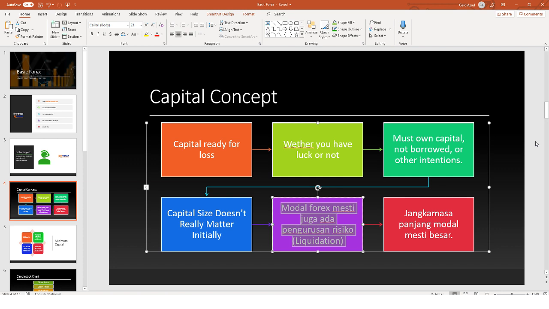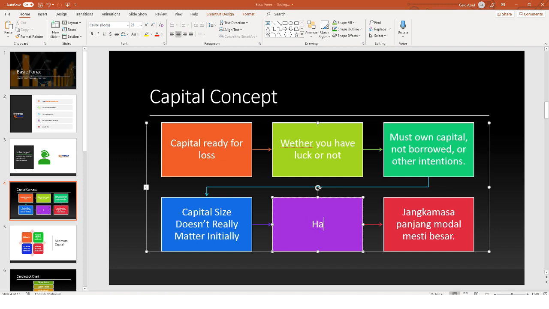Your capital must also have liquidity or asset acquisitions. Okay, liquidations or asset acquisitions. I will talk about this later, one by one.